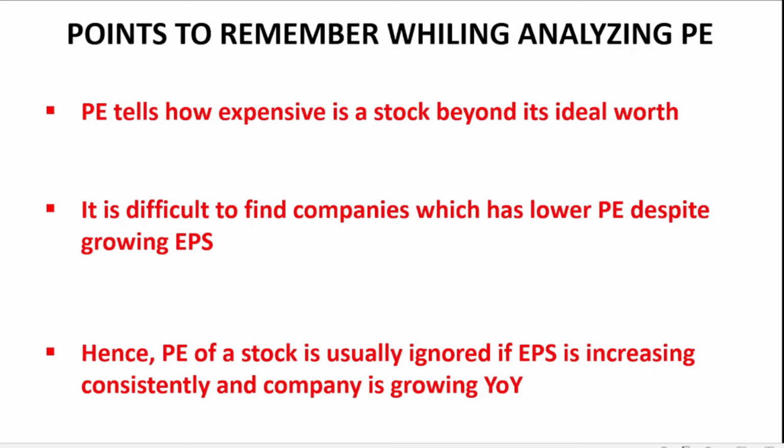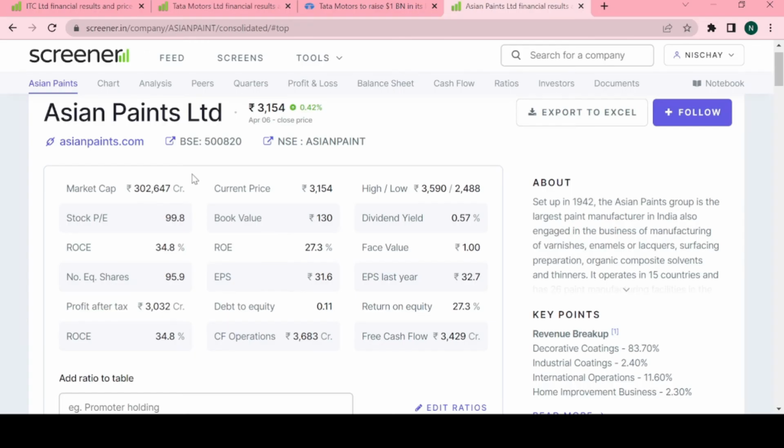And let me help you understand this through an example. So if you look at Asian Paints, its PE is 99.8, which seems very high. But does that mean you should not invest in Asian Paints now? The answer would be no. I firmly believe that Asian Paints is one of the best stocks in the Indian market. And let me help you substantiate it.